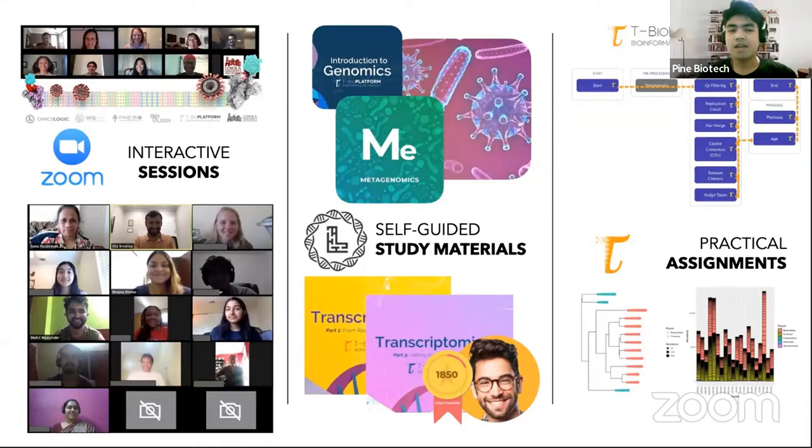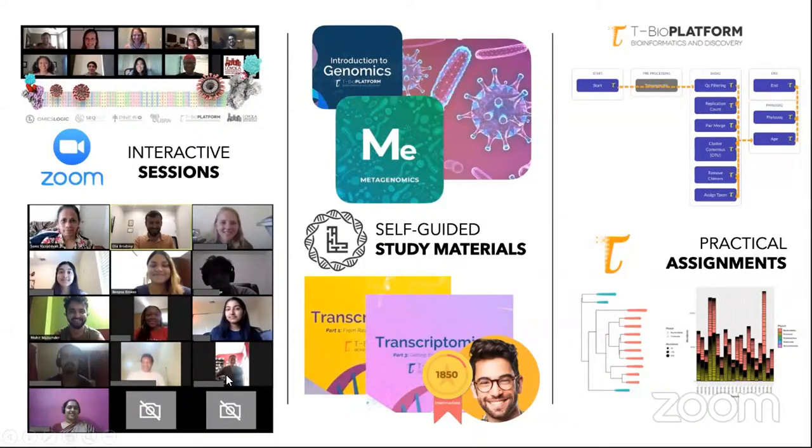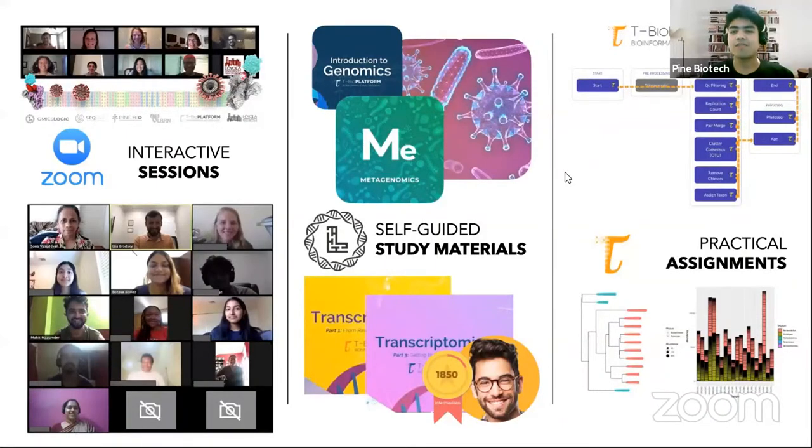The OmicsLogic training is an integration of interactive sessions, both live and asynchronous, self-guided study materials, and practical assignments on the T-BioInfo platform. The T-BioInfo platform is an AI-enabled, cloud-based analysis platform where people like you and me, who are more biologists than coders, would not have to worry about the difficulties we might face with coding. So with the point-and-click interface of the T-BioInfo platform, you can do your analysis very easily and very quickly. And all of this is taught in these programs and these self-guided study materials.